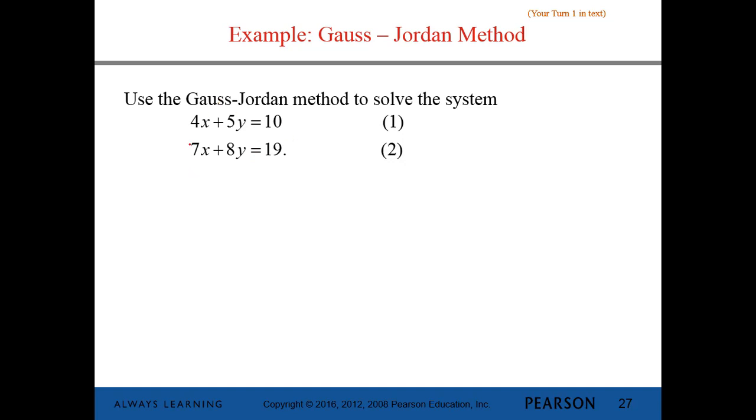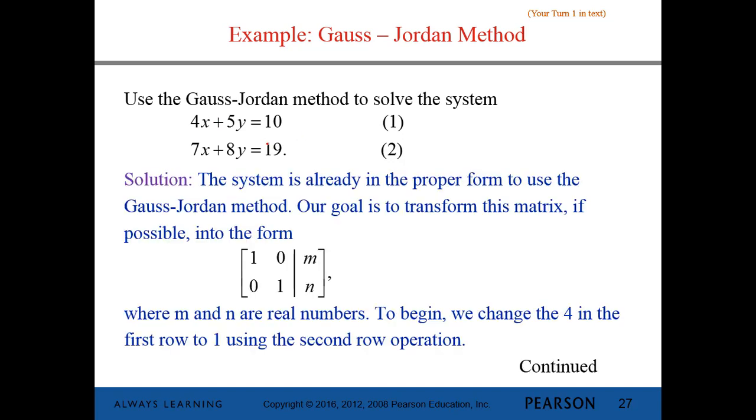We're going to take this system and rewrite it as an augmented matrix with just the coefficients and the constants. Then our goal is to put it in this form. We want everything to be zeros except the diagonal. We want ones along the diagonal and everything else to be zero. Then the numbers on the right side of the vertical bar will be the solution to the system. That's the power behind the Gauss-Jordan method.